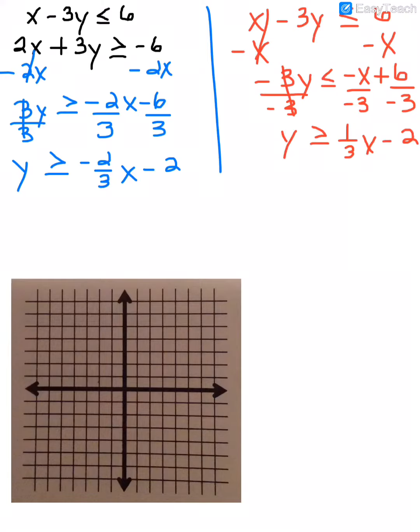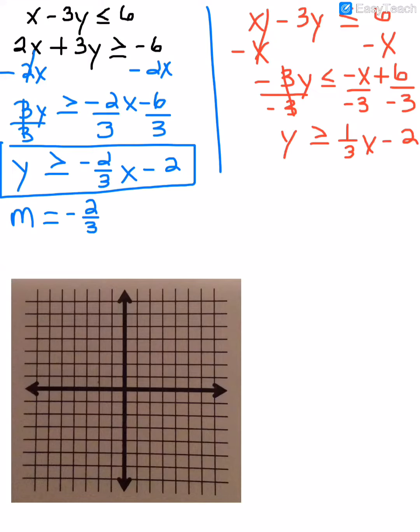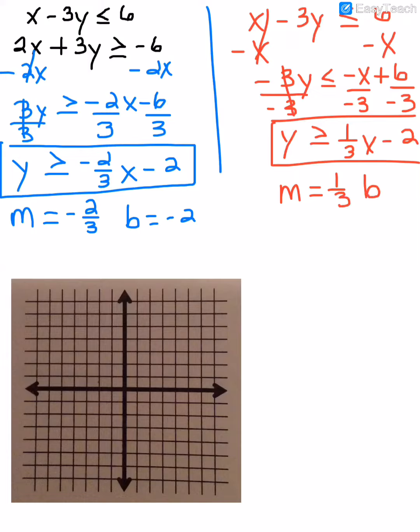In this inequality, if I pull out the slope and the y-intercept, my slope is negative 2/3 and my y-intercept is negative 2. In my other inequality, my slope is a positive 1/3 and my y-intercept is negative 2.